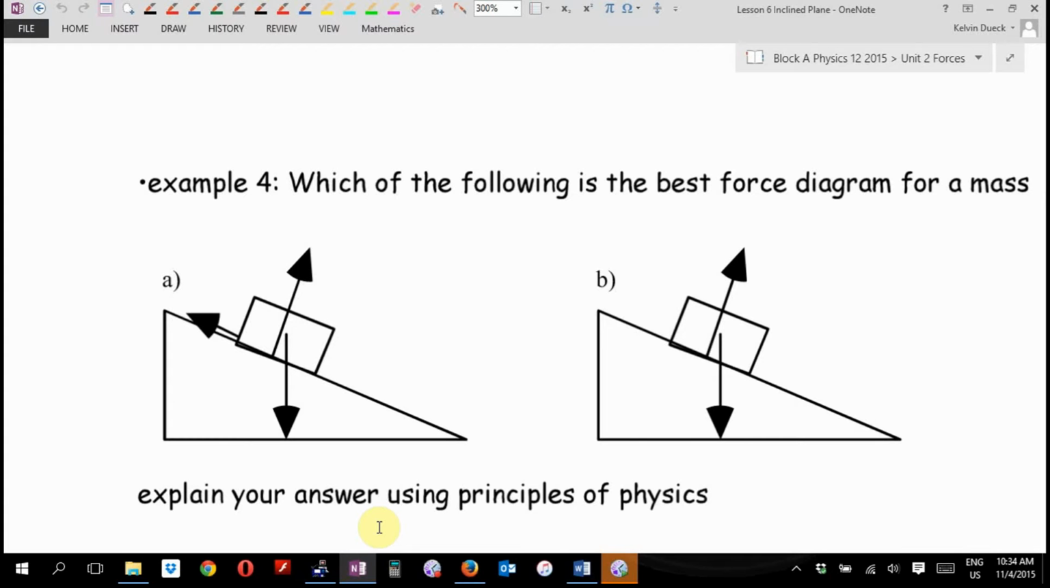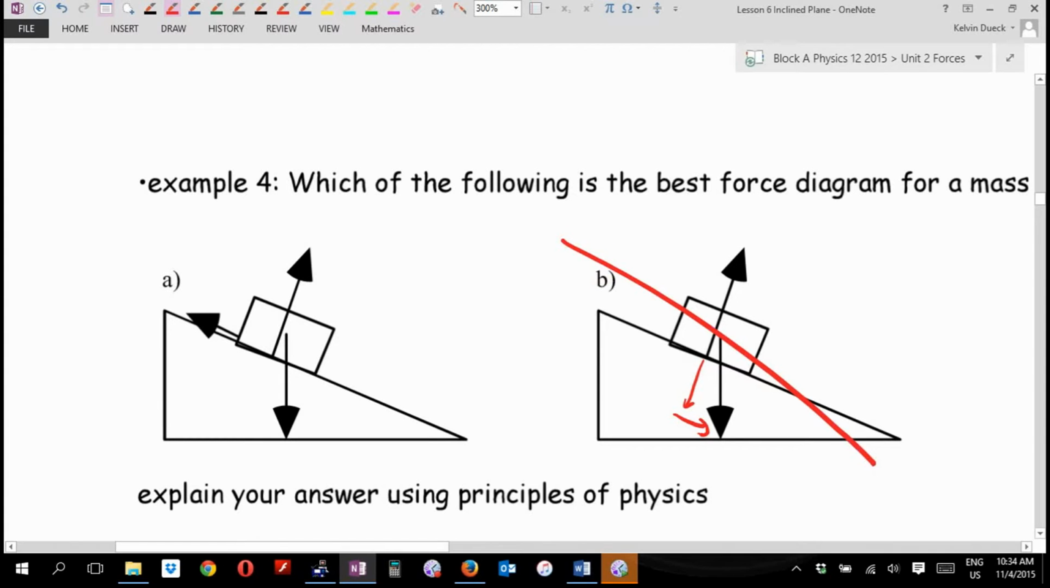Okay. If B was right, and I broke gravity up into its components, are the forces into the ramp balanced? Yeah. Are the forces down the ramp balanced? This must be accelerating. Can't be that. Whereas if I break gravity up into its components here, these two are canceling each other out, and these two are canceling each other out.